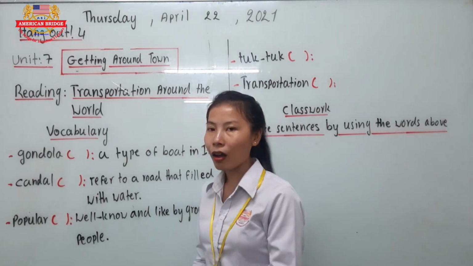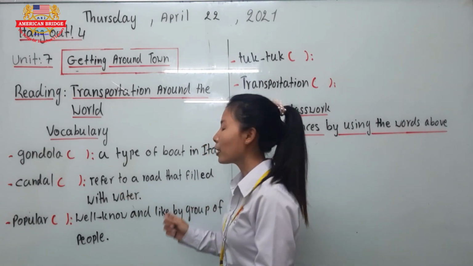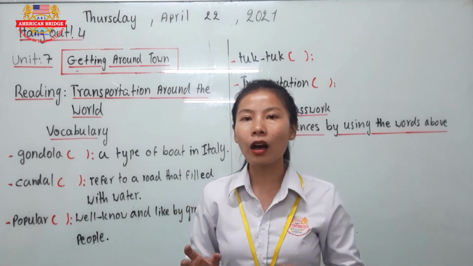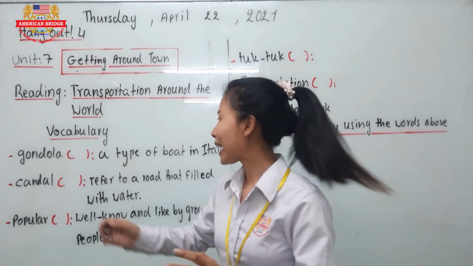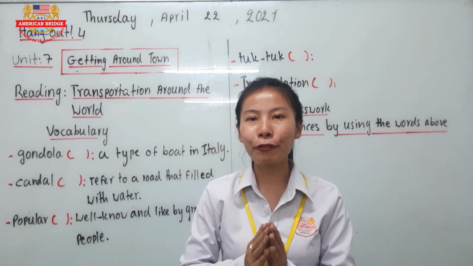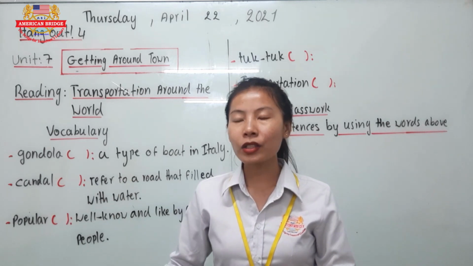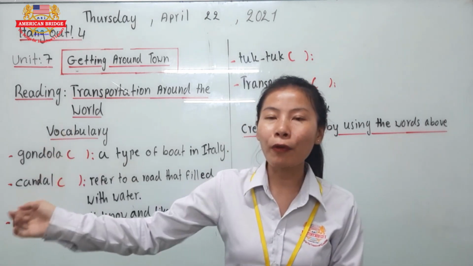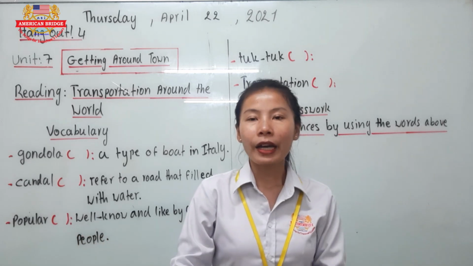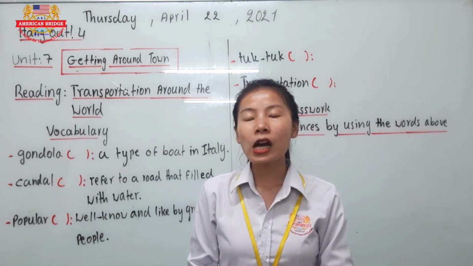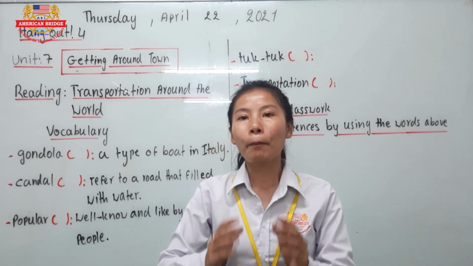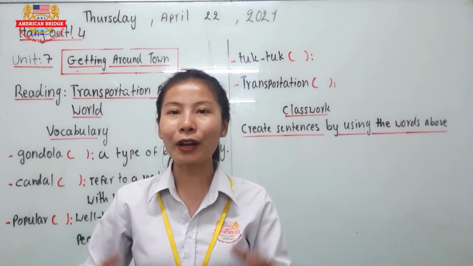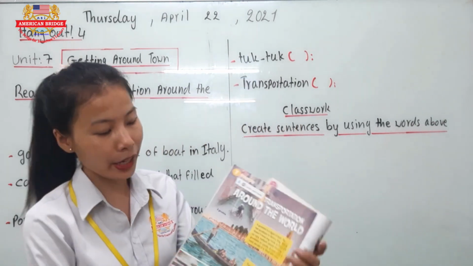All right, the next one is canal. Canal refers to a road that is filled with water. On a normal road, we have only stone and steel, and they are on the land. But for the canal, we refer to the road that is filled with water, no land. So the road that we use to go somewhere by water, we call canal. But the way that we go every day, where we drive our car, our bike, our motorbike, we call road, right? But the road in Venice, Italy, filled with water, we call canal. Like you can see in the picture here.